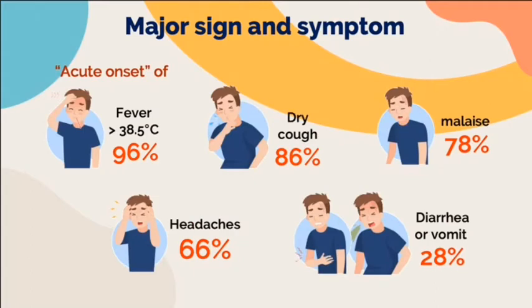The major signs and symptoms. The clinical presentation of influenza virus infection can vary according to the patient's age. From the study, the major signs of influenza A in adults are rapid onset of fever more than 38.5 Celsius, 96% of patients; severe non-productive cough, 86% of patients; severe headache, 66% of patients; malaise, 78% of patients; diarrhea or vomiting, 28% of patients. Other clinical signs such as sore throat and rhinorrhea are included.